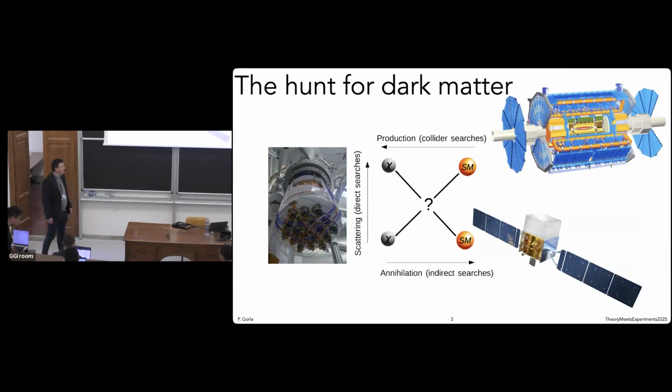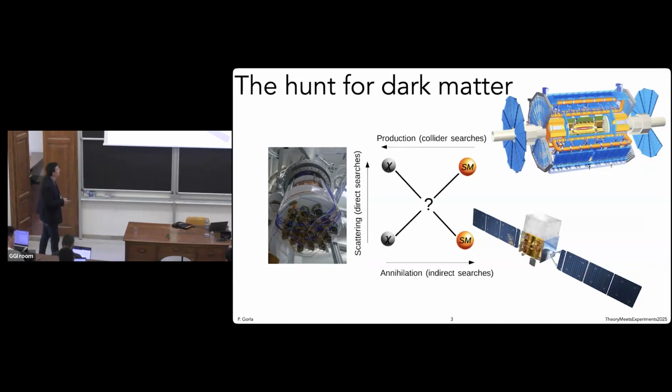particles from the dark sector is through production, so colliding standard model particles and hoping to produce particles from the dark sector, through scattering of dark matter particles from the galaxy halo onto nuclear particles. And the other way is the opposite of production, that is annihilation of particle-antiparticle in the dark sector.